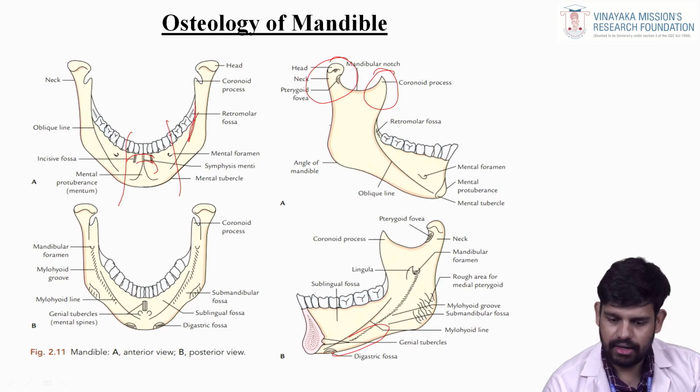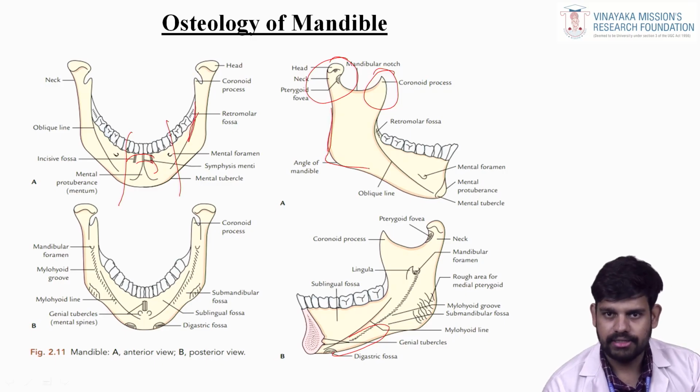And you can see this is the angle of the mandible where the vertical part of the mandible and the horizontal part meet. And there are three angles. One is the clinical angle, the surgical angle and the anatomical angle. The anatomical angle is where the posterior border of the mandible and the inferior border of the mandible join. It forms the anatomical angle.